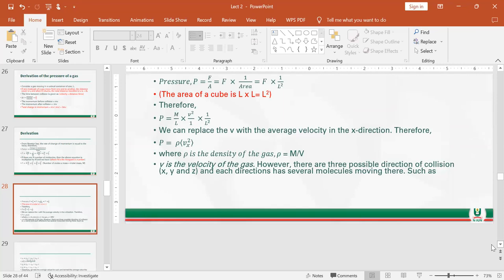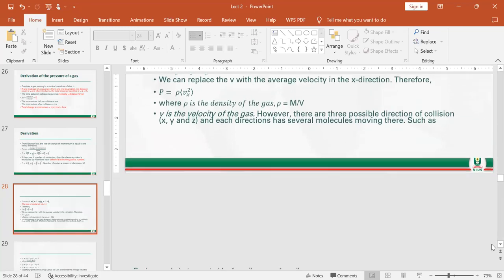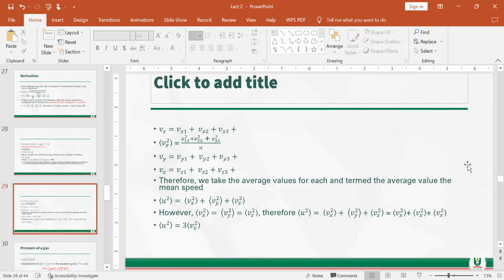However, there are three possible directions of collision. One is in the x direction. Some gas molecules move in the y direction, and some will move in the z direction. Each direction has separate molecules moving there. So at the end of it, what we expect, because of this difference in direction, is v, the total, the vx1, vx2, and vx3. That means in the x direction alone, we will have different gas molecules moving together. In the y direction, we have different gas molecules moving together. In the z direction, we have different gas molecules moving together.